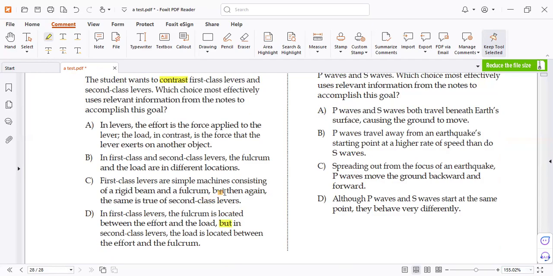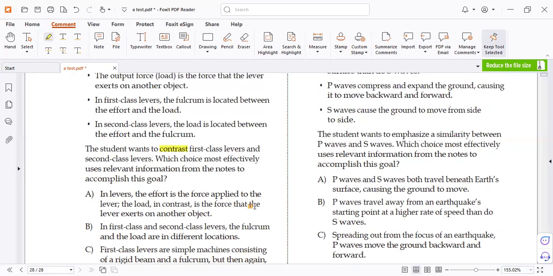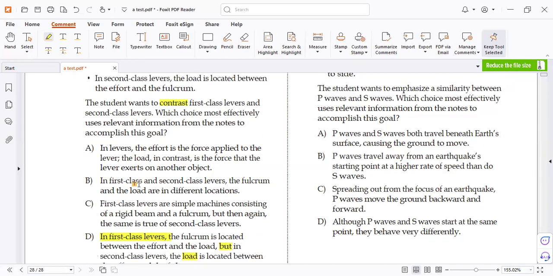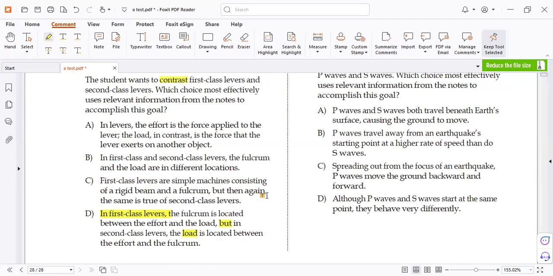Here we have but in C. But the problem is it's not both. Between first class levels, second. In letter C, he didn't mention first and second. Look, in the first level, the fulcrum is between the effort and the load. In the second, the load is between the effort and the fulcrum. But here, he didn't make a comparison as the main ideas in the notes.